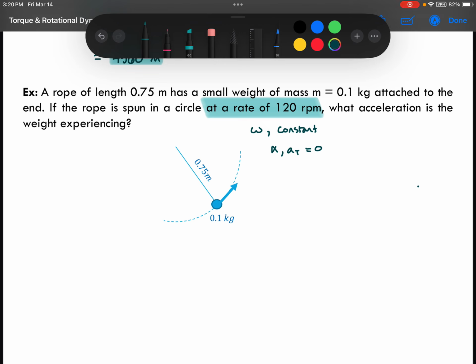The only acceleration in this case is going to be our centripetal acceleration, keeping our object on the circle. And from before, we know centripetal acceleration is v squared over r. So you're welcome to use this 120 RPM. We could convert that to the linear speed, and then solve for the centripetal acceleration that way. However, I want to show you an alternative way to think of the centripetal acceleration.